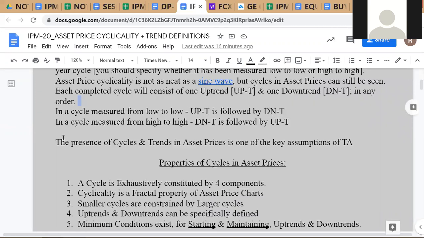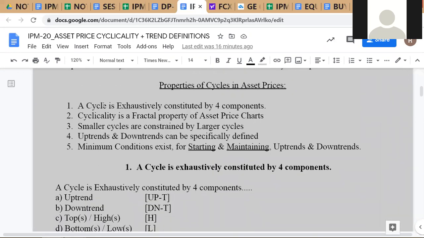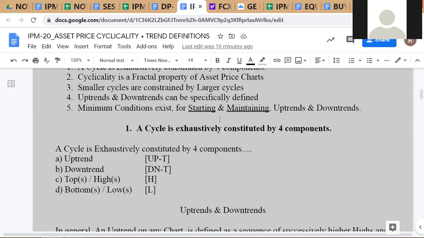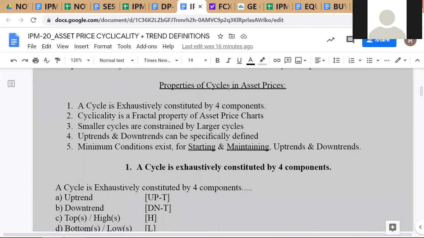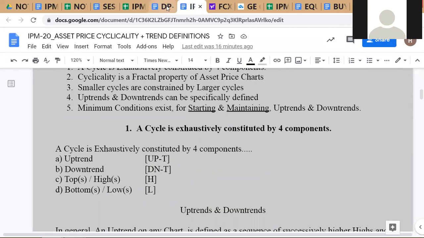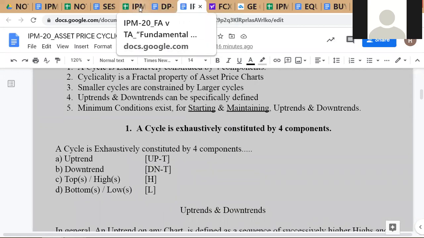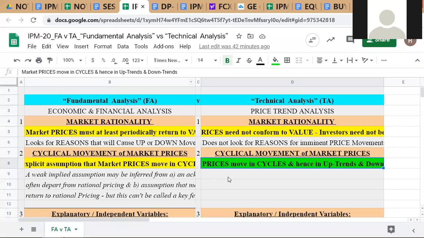This is the key assumption of TA, and by and large you will find that it seems to be true. Uptrend, downtrend we followed. Now we said four components in a cycle. We are now going into the properties of cycles and asset prices, because this will lead us to our method. Now we are trying to teach you FA, trying to teach you technical analysis.